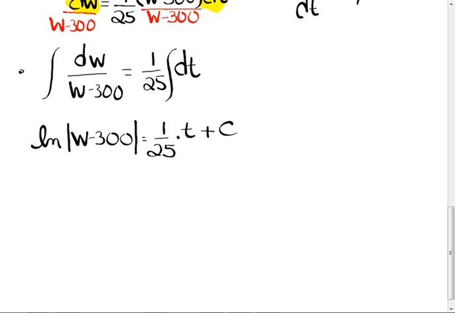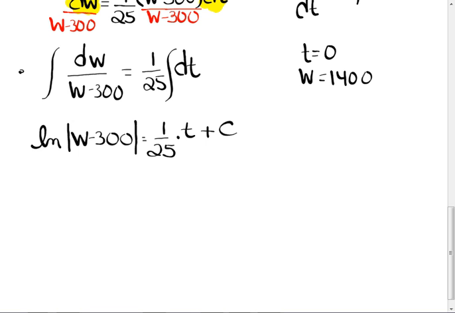And now I have to find c. But I do know the initial conditions, because when t is equal to 0, w is equal to 1400. And guess what? Now there's a t. But if you take the derivative, the t goes away, right? So how would I know if this is right?